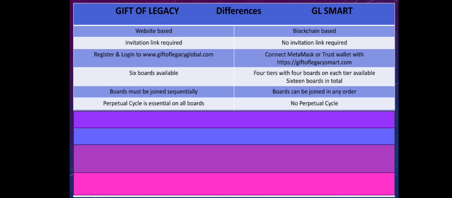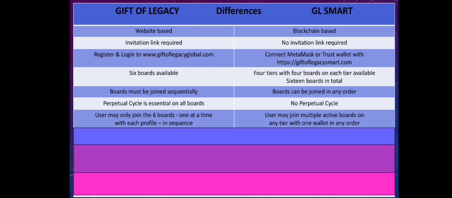In Gift of Legacy, the perpetual cycle is essential on all boards. And in GL Smart, there is no perpetual cycle. When a legend completes a board, they are able to use the gifts they have received to join other boards or rejoin the same board. We encourage, however, that when you have completed a board, that you use one gift and rejoin the board so that you too can receive on that board again.